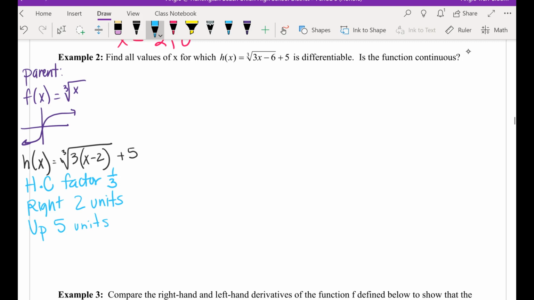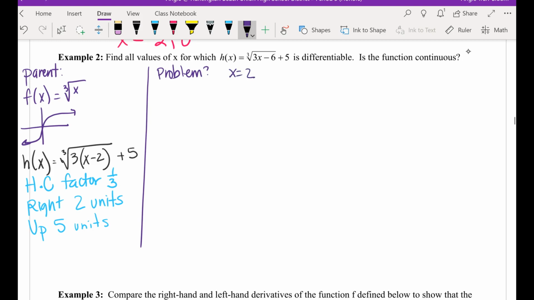What location of x? 0. On the parent. But that's not my problem anymore, because when I plug in 0, I'm fine. 0 times 3 is 0, minus 6, third root of 6, plus 5. I have no issue there. So what's our problem here for our h of x? 2. Because it used to be 0, but now we translated 2 units to the right. So the problem is when x equals 2. That's why transformation is important. So the problem, question mark, at x equals 2.